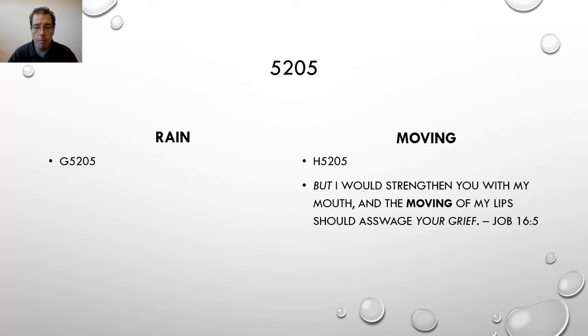I would strengthen you with my mouth, and the moving of my lips should assuage. Now, this is the only time this word occurs, and it is the moving of lips. And God said he would come to us as the rain. His doctrine shall drop as the rain, and they are numbered together. Again, alone, this might not mean a whole lot, but in the face of all the other examples of God having numbered this kingdom through his word, all of these examples show that we are indeed in the end times and the writing is on the wall. Let's see if we can find more.